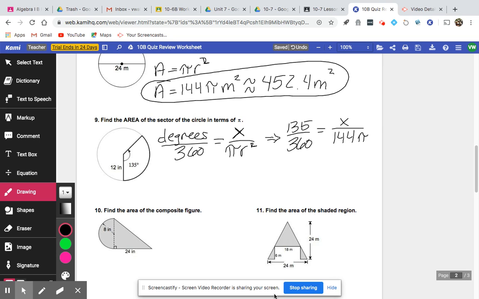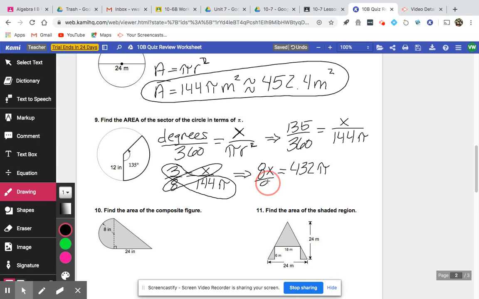Now, if you can reduce the fraction on the left, do it. It's going to make life a whole lot easier. Whenever you plug that into your calculator and reduce that, you should get 3/8. So 3/8 equals x over 144 pi. And from here, we cross multiply. So 8x equals 144 times 3, which is 432. So 432 pi. Here we divide by 8, and we get x is equal to 54.